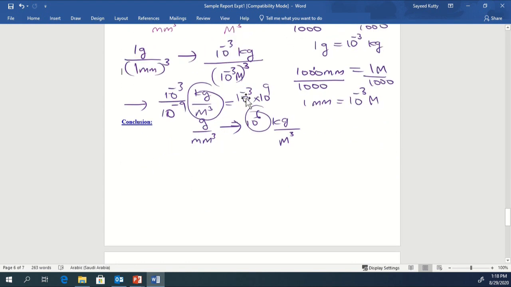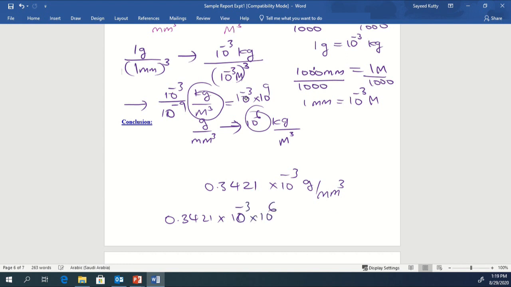So very simple. Imagine you come up with an answer, let's say 0.3421 into 10 to the power minus 3 gram per millimeter cube. If you want to convert this into kilogram per meter cube, you just multiply this value times 10 to the power 6.